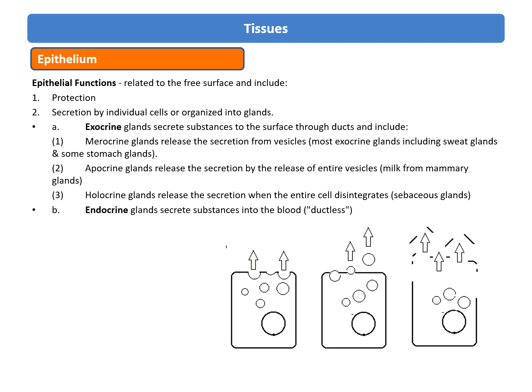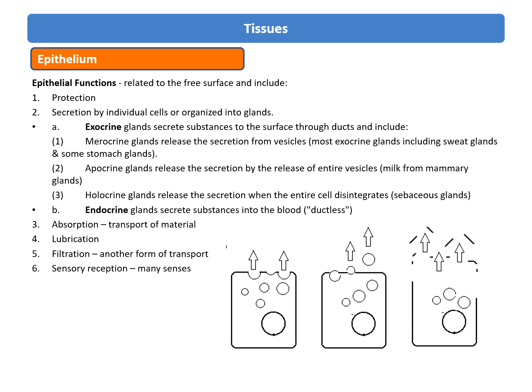Endocrine glands are another type of gland composed of epithelial tissue. They secrete their substances into the blood. Another function is absorption, lubrication, and filtration. Sensory reception. Many of the senses are derived from epithelial tissue.